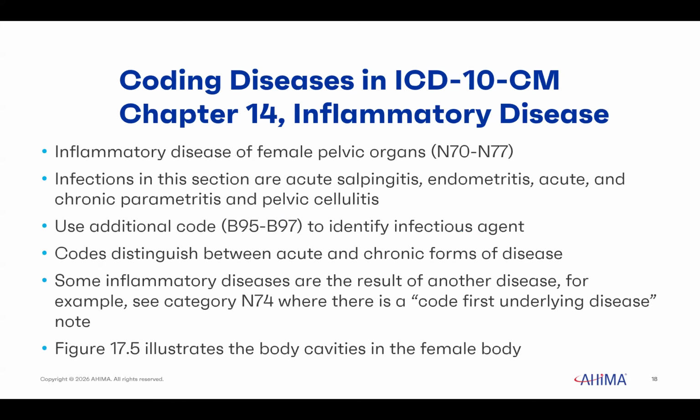PID, or pelvic inflammatory disease, covers infections of the female pelvic organs. This could be salpingitis, endometritis, and the codes distinguish between whether they're acute or chronic, so we'll need an additional infectious agent code when a specific agent is identified. And the key here is to look at the tabular.